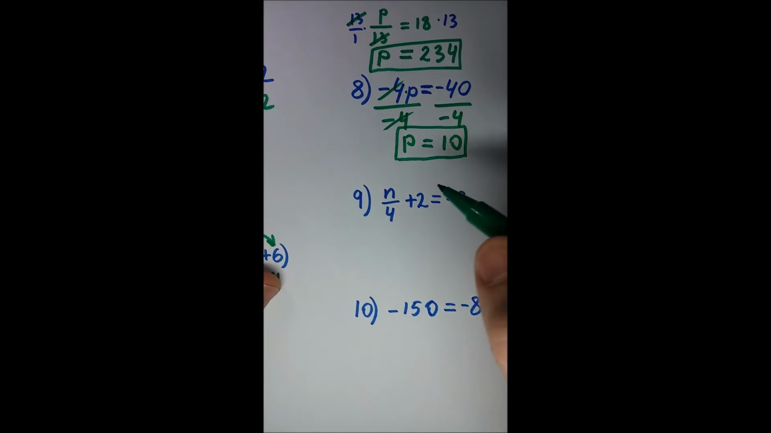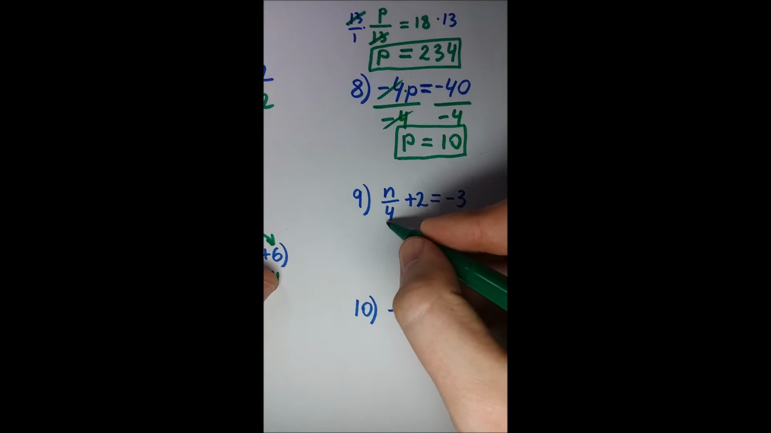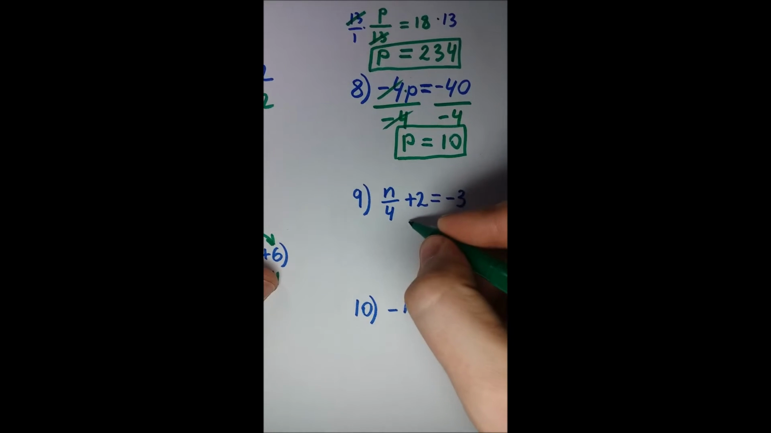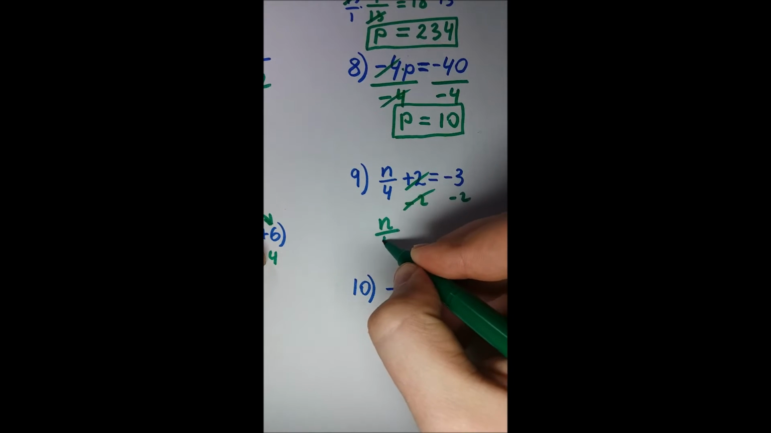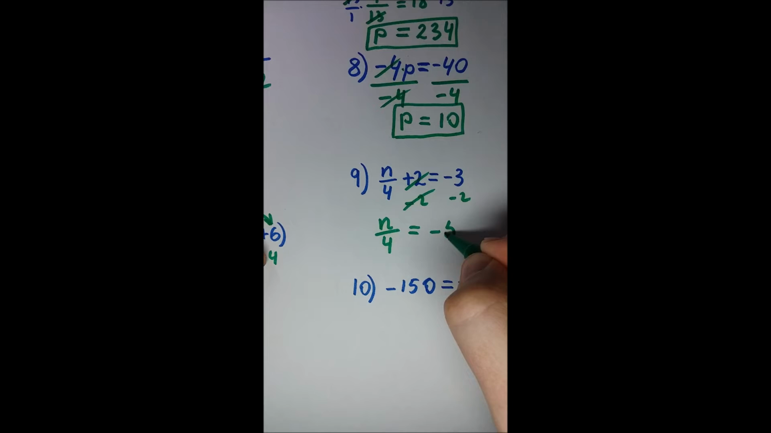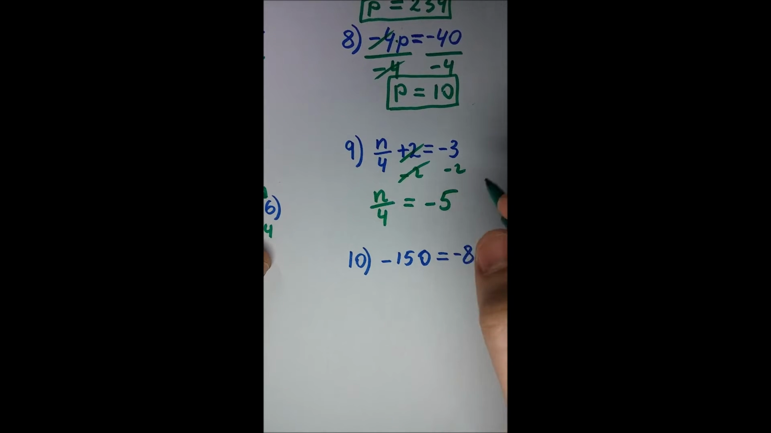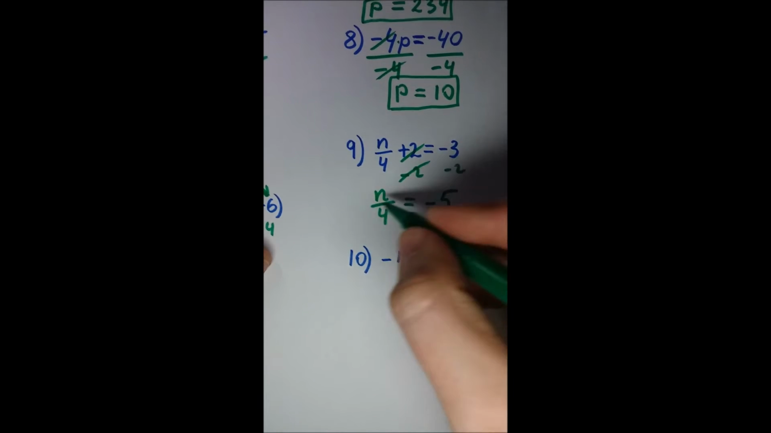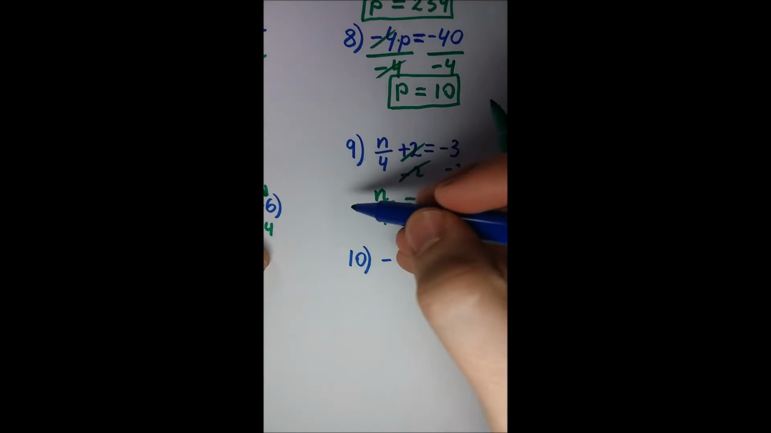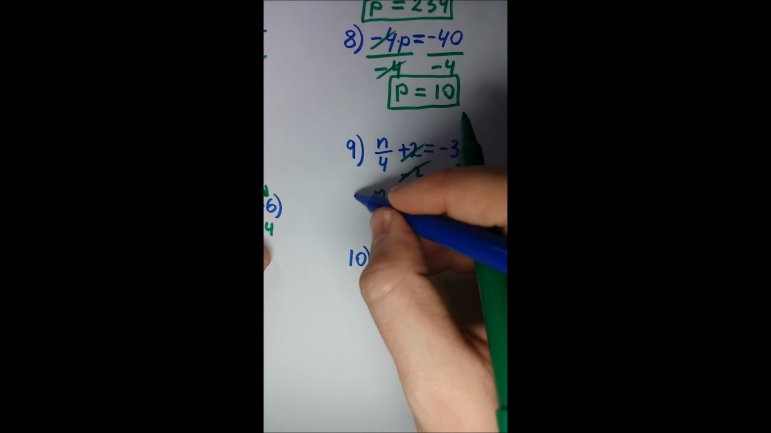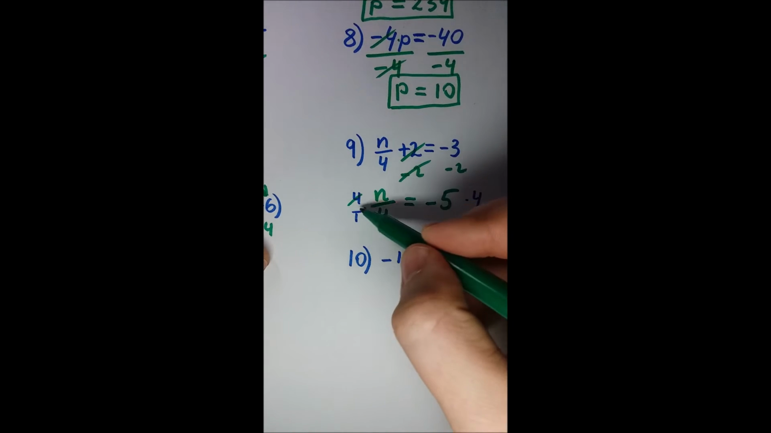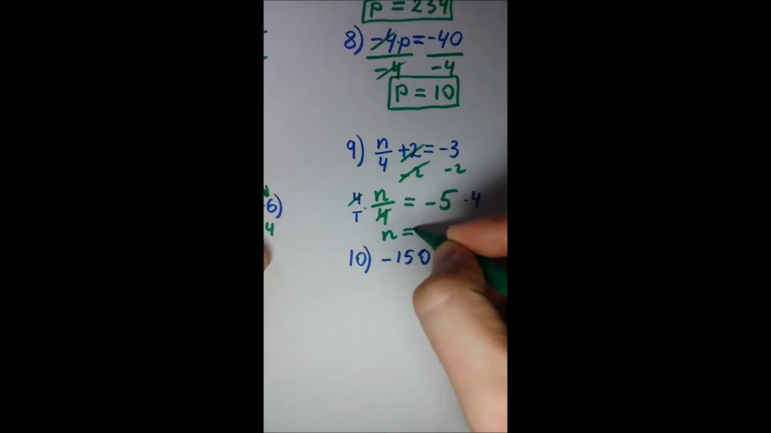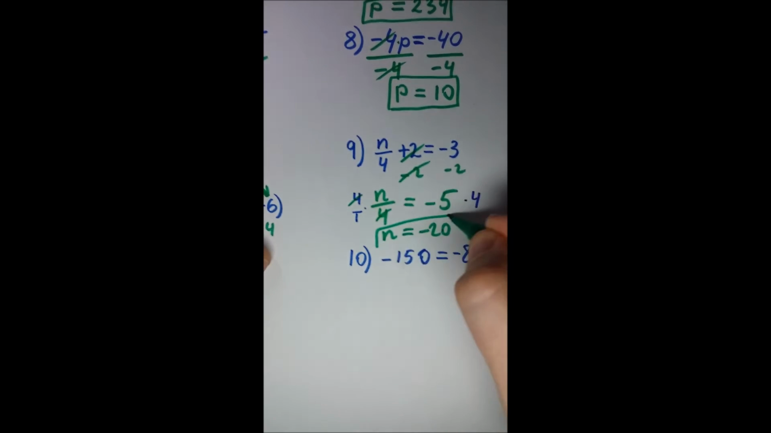Number 9, n over 4 plus 2 equals negative 3. So here we've got to undo. First of all, we need to subtract 2 from both sides. Plus 2 minus 2, that's how you cancel them out, by doing the opposite. So n divided by 4 equals negative 5. Negative 3 minus 2 is negative 5. Now you multiply both sides by 4 to undo the division. In this case, we multiply by 4 over 1 because it's a fraction. So n equals negative 5 times 4, which is negative 20.